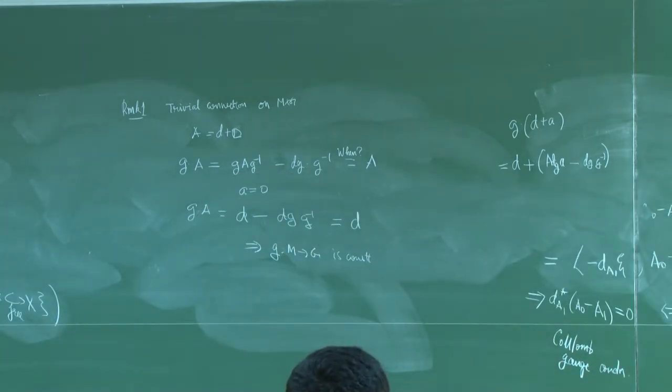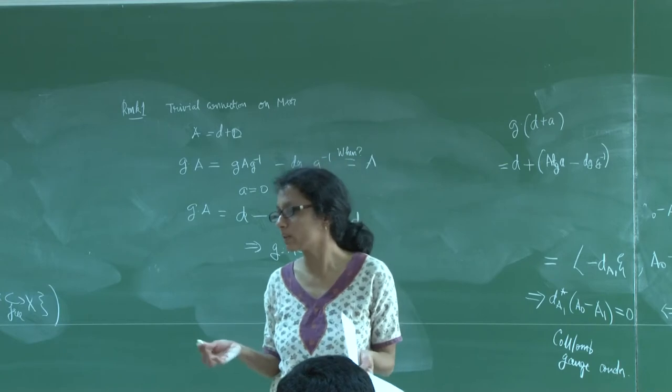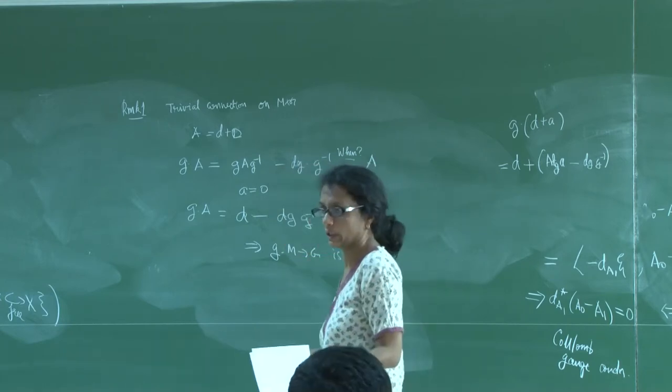So it kind of gives a sense that the stabilizing groups are not huge, they are finite dimensional. Yes, they are subgroups of G.